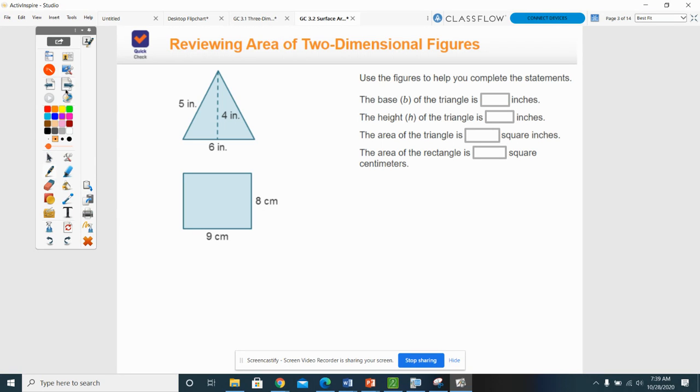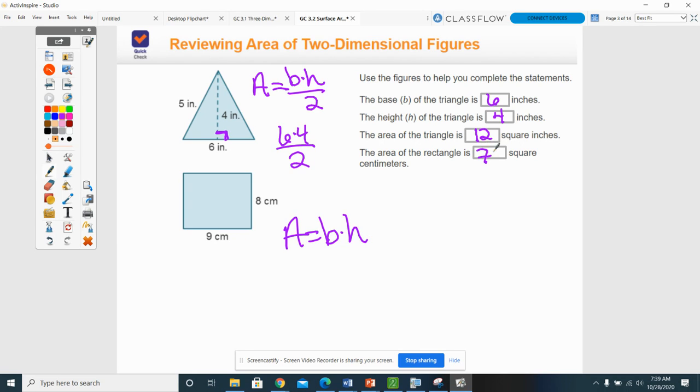So let's practice some area with two-dimensional figures so that we can be good at using them for three-dimensional figures. When you have a triangle, remember the base would be where the height makes a right angle. So you're looking for that right angle, and the base would be 6 and the height would be 4. What was the area of a triangle? That was base times height, divided by 2. So it's 6 times 4, divided by 2. That's 24 divided by 2, and that's 12 square inches. For a rectangle, it's just base times height. And here it'll just be 9 times 8, which is 72 square inches.